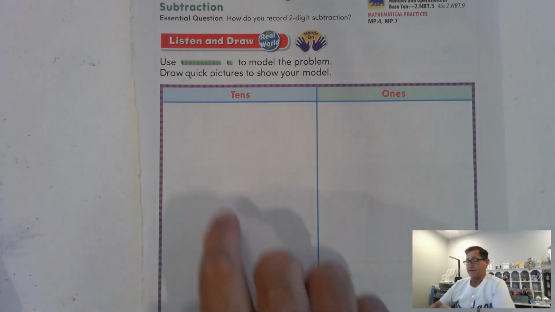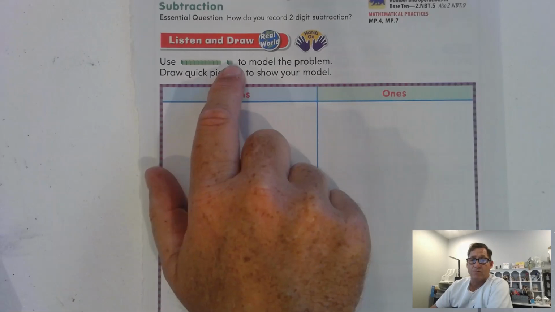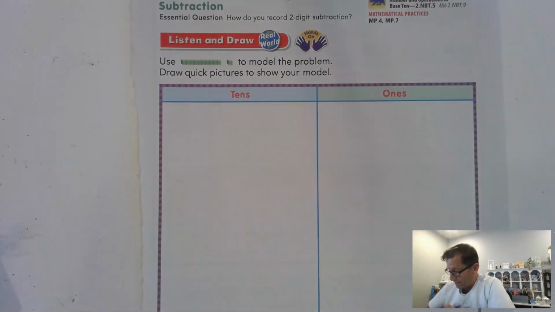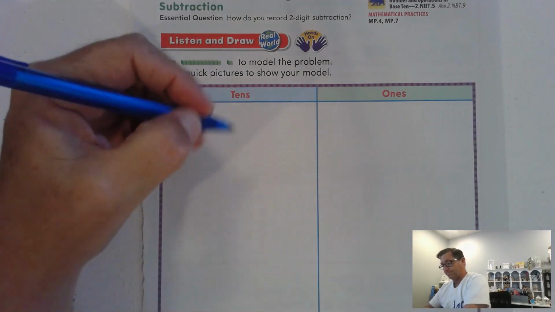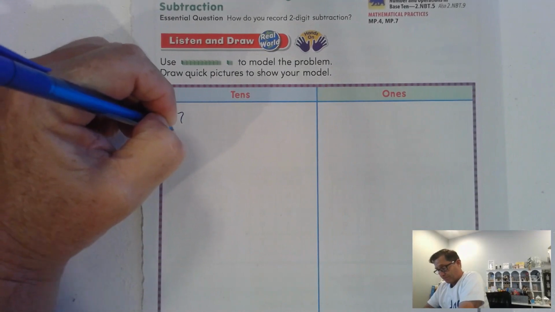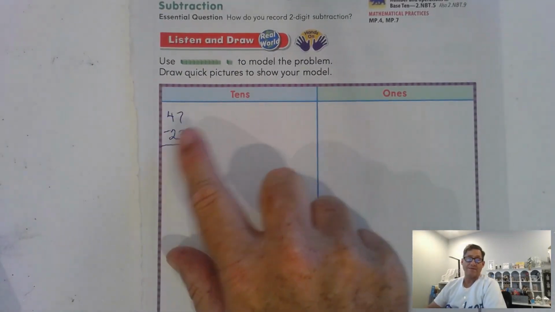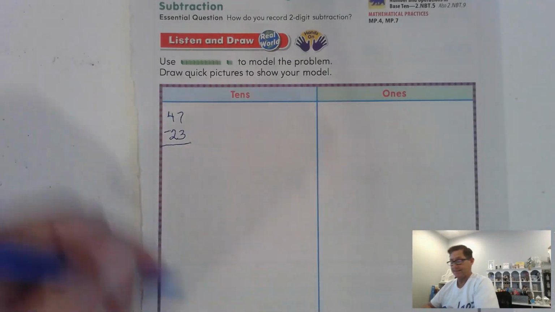Remember that to represent tens, we're going to use a straight line. To represent ones, we're going to use circles. So go ahead and illustrate the problem. 47 muffins, and the students ate 23. How many were not eaten? All right. So if we were writing this as a regular math problem, it would be 47 take away 23. That would tell us how many were not eaten.